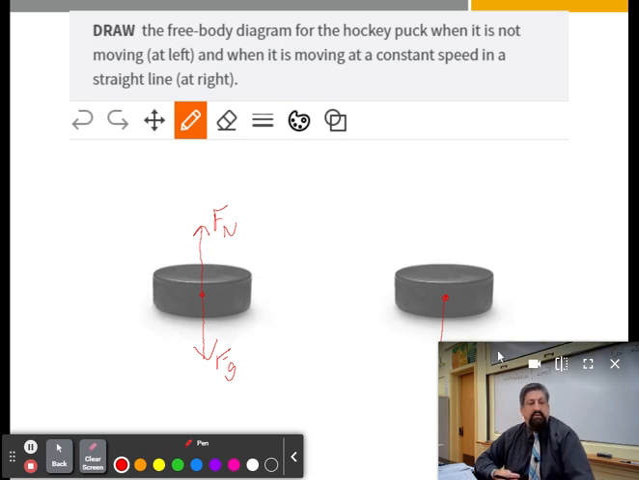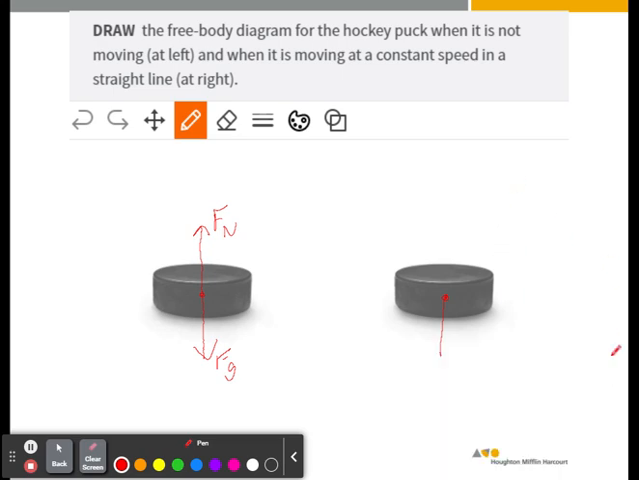Let me get rid of my face there because it seems to be in the way.